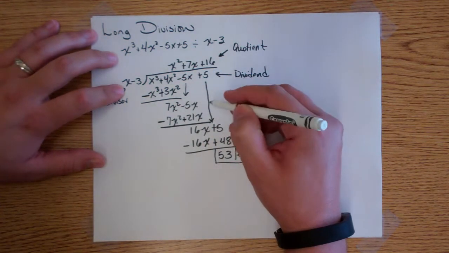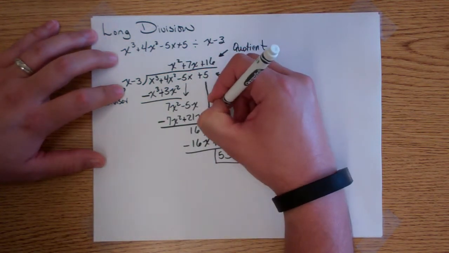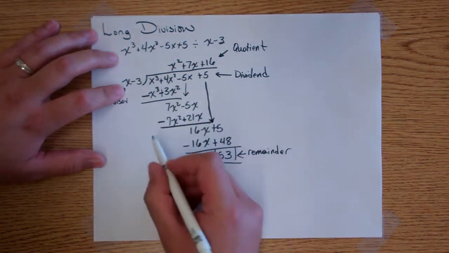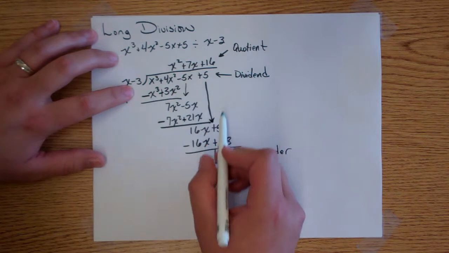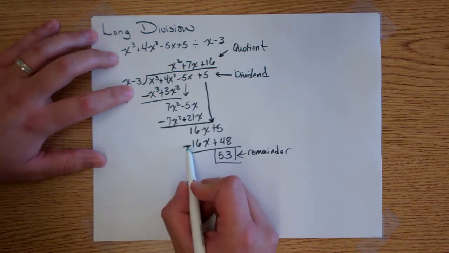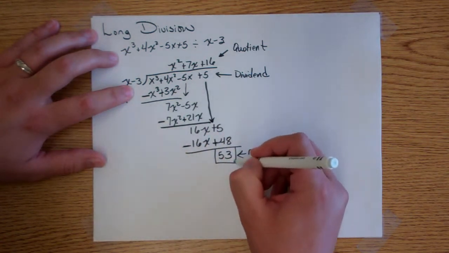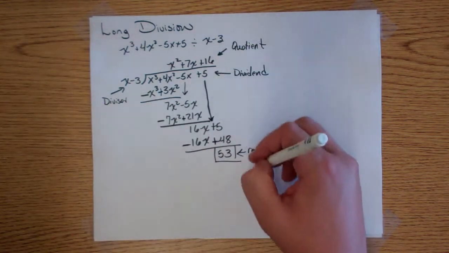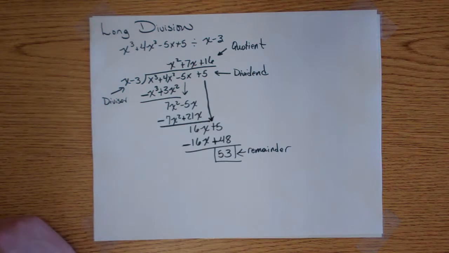Again, I forgot to bring down the 5. I'm trying to get this video over quickly, and I'm making mistakes. So we drop down the 5, and then you do your multiplication. So 16x, and then that gives you the 48. Again, subtract it, so negative, positive, 53. That's the remainder, because x won't go into the 53 and there's nothing else to bring down. So we are finished. Okay?